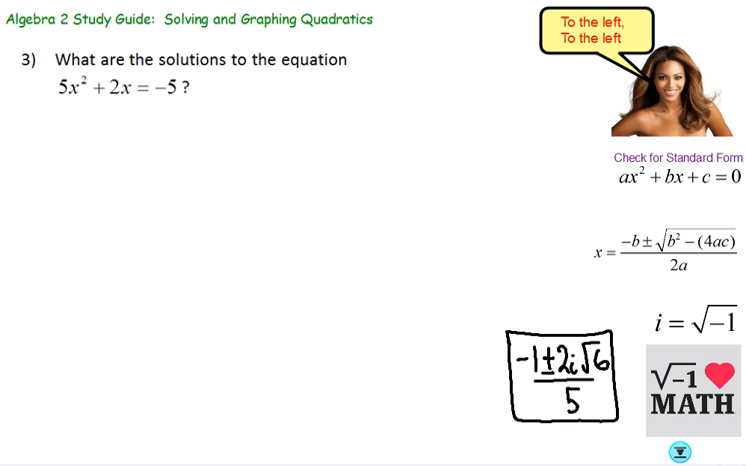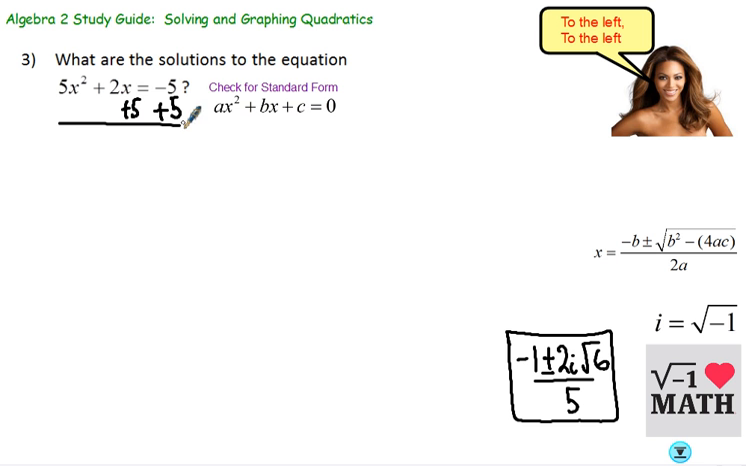However, if you didn't get an answer of negative 1 plus or minus 2i radical 6 over 5, stay with us and we'll go through it together, and hopefully figure out where your mistake is. So, again, checking for standard form, which it is not, right? Everything needs to be to the left, so I would have to add 5 to both sides.